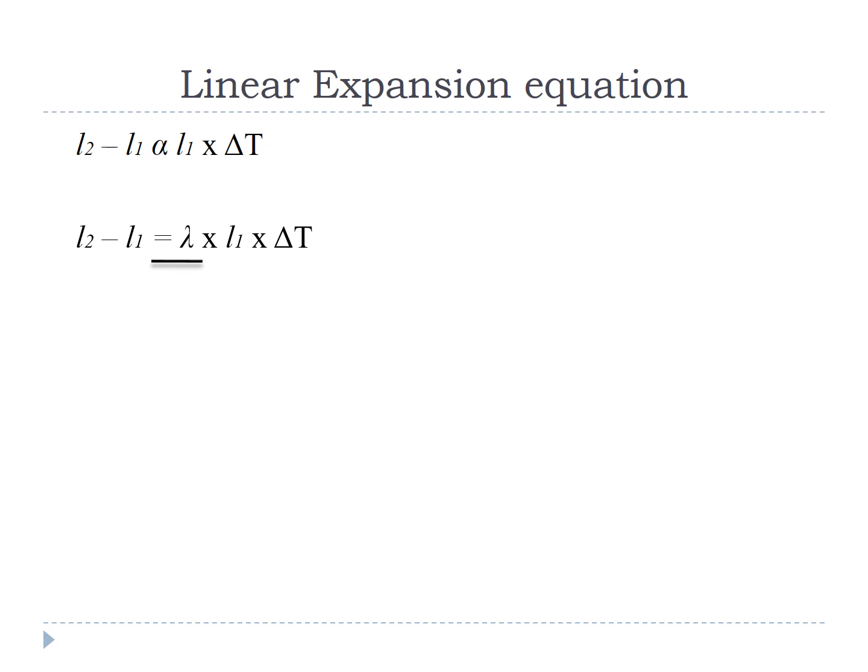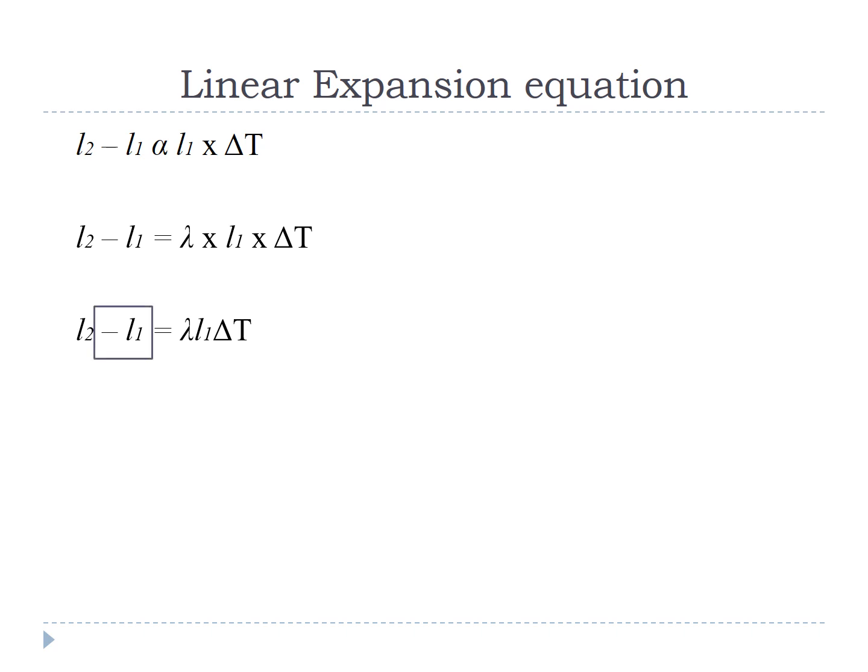Okay, I can also write this as L2 minus L1 is equal to lambda L1 delta T. The only thing is, I have removed the multiplication sign. Even though I have removed it, it is there. So L2 minus L1 is equal to lambda L1 delta T. This is what I have got, where lambda is called the coefficient of linear expansion.